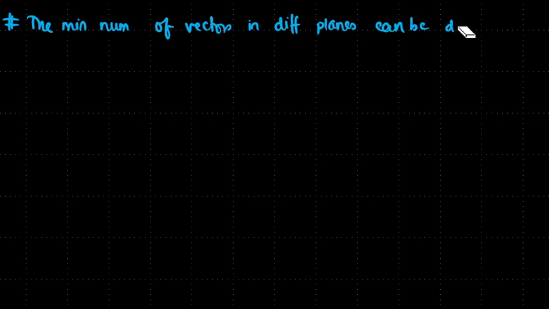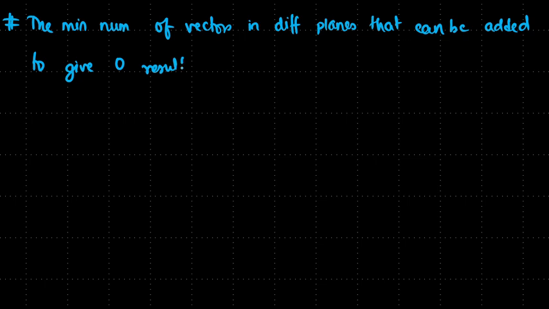We are going to do another question, which is the minimum number of vectors in different planes that can be added to give zero resultant.